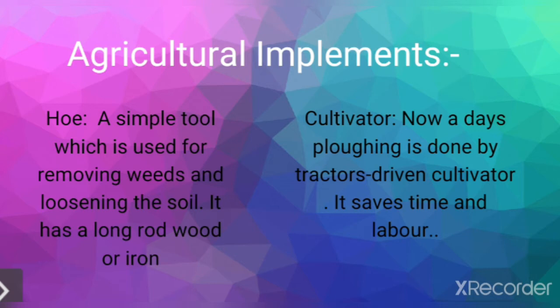And next we have cultivator. So cultivator, nowadays plowing is done with the help of tractor driven cultivators. It saves a lot of time and a lot of labor.